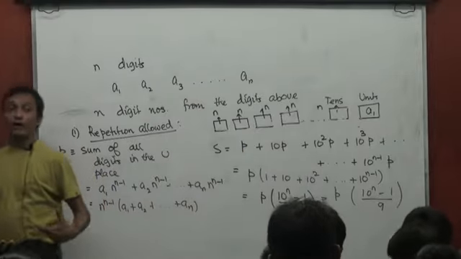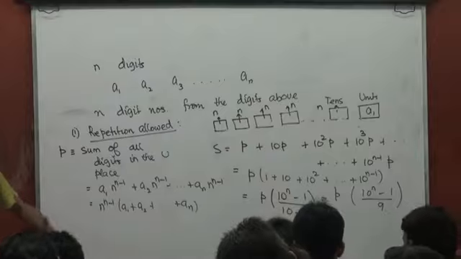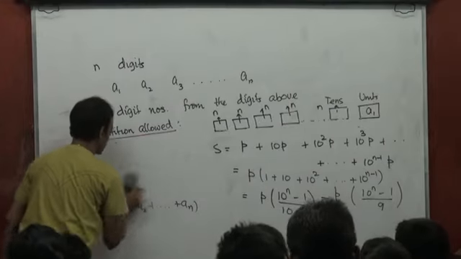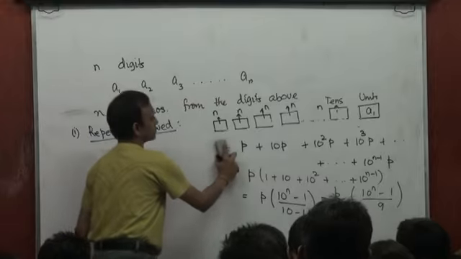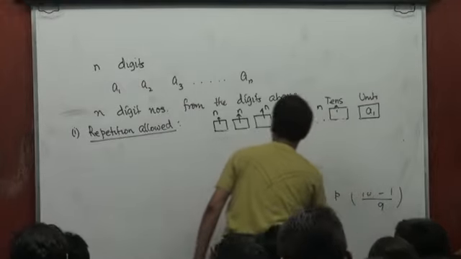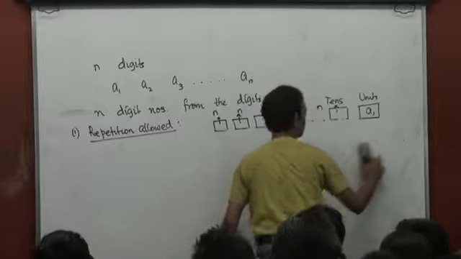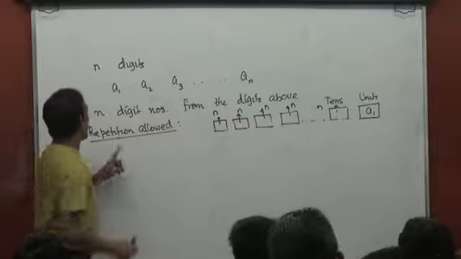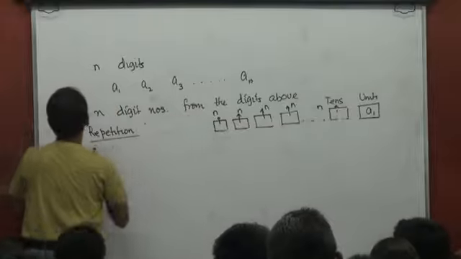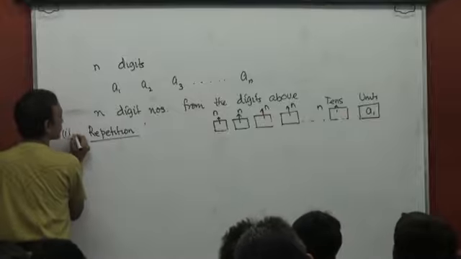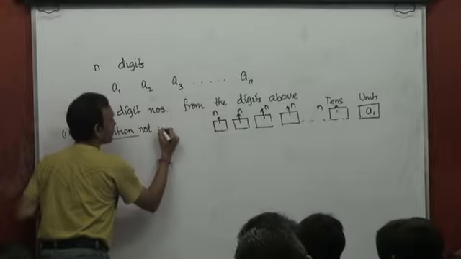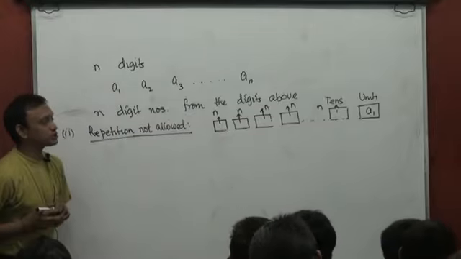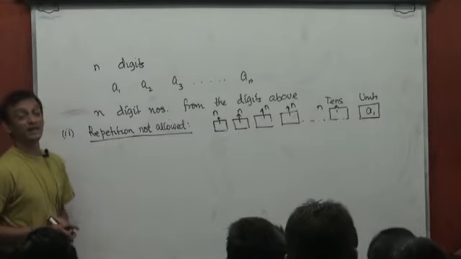Now, case 2 where I don't allow for repetition. So now, repetition not allowed. Case 2. Repetition not allowed. How many numbers with A1 in the first place here?